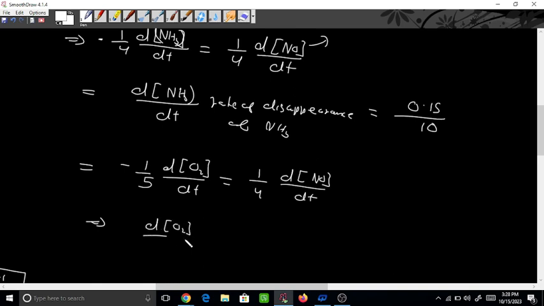So dO2/dt is minus 5 by 4 into dA/dt, and dNO/dt. This minus sign means it is decreasing. You can write just the value, otherwise, since it is a reactant, it is decreasing, so of course it will be negative only. Okay, got it? So this is how you can write.